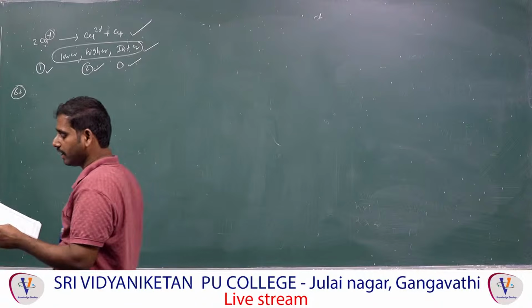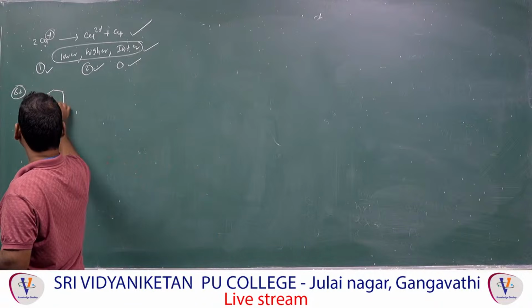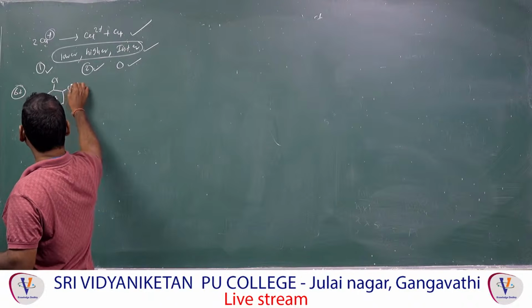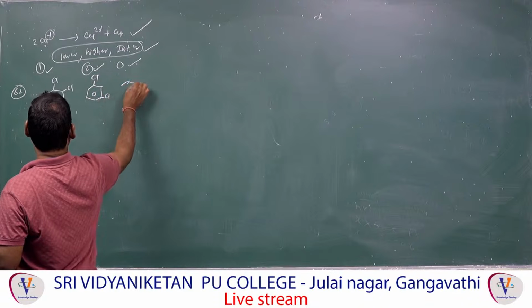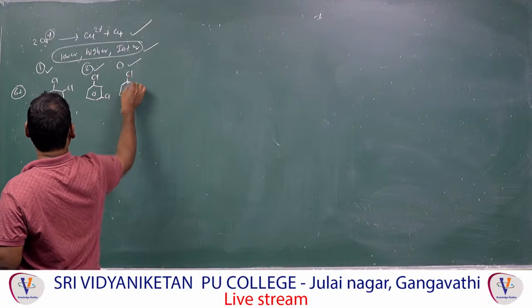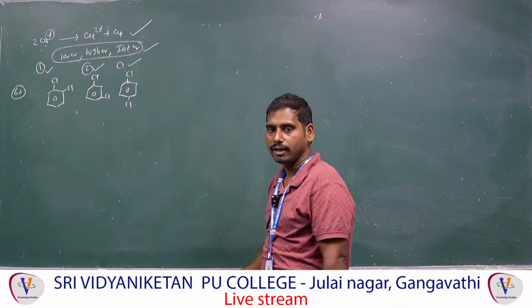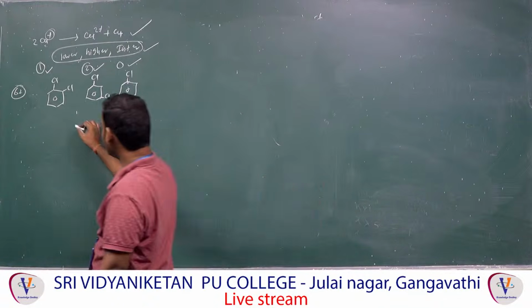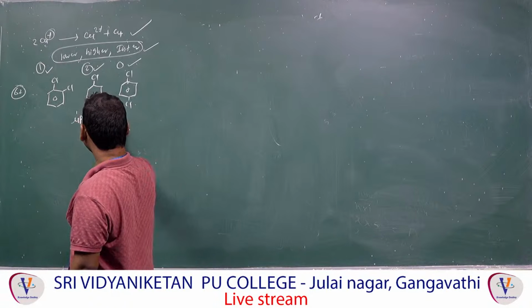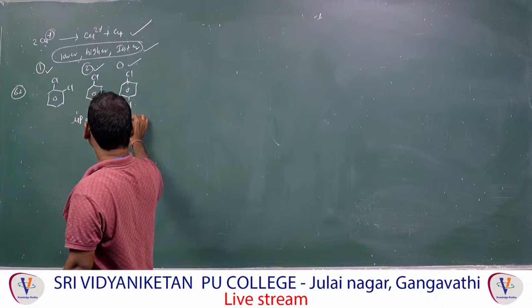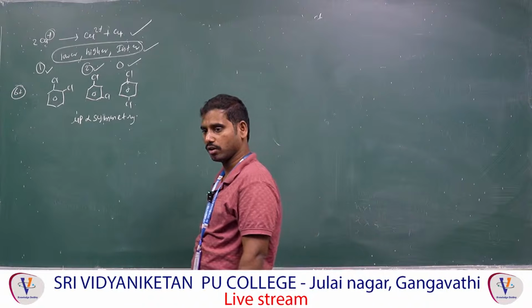Now 62. This is related to haloalkanes and haloarenes. Ortho-dichlorobenzene, meta-dichlorobenzene, para-dichlorobenzene. Right? Melting point they are asking about. Melting point depends on symmetry. Boiling point depends on polarity. Melting point depends on symmetry. Boiling point depends on polar nature.